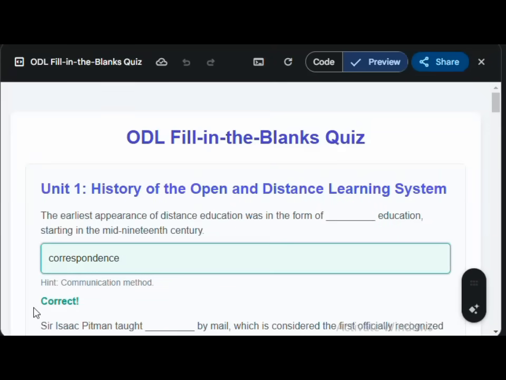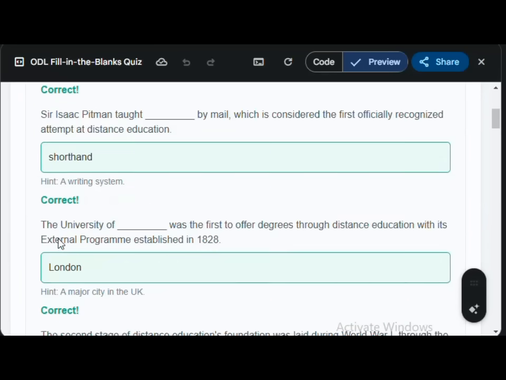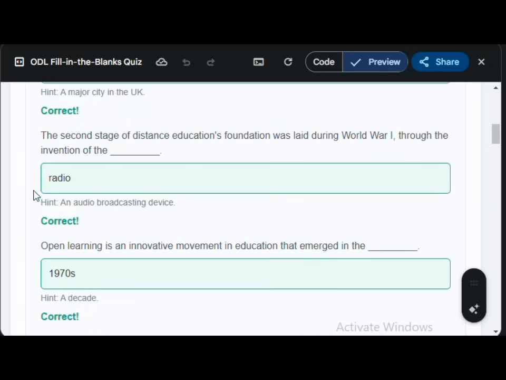As you can see, correct. As you can see, correct. As you can see, London, correct. As you can see, radio, correct. As you can see, 1970s, correct.